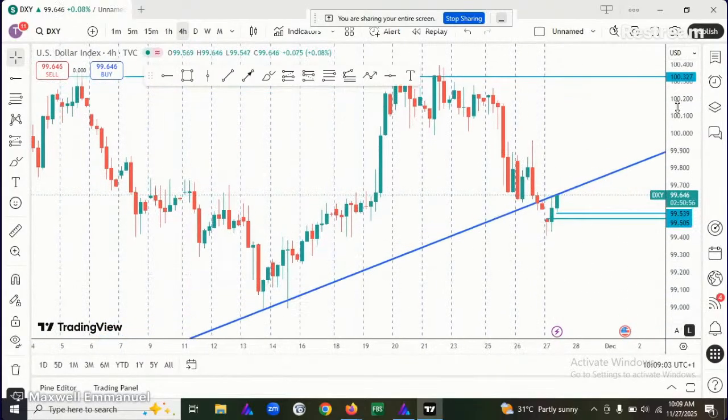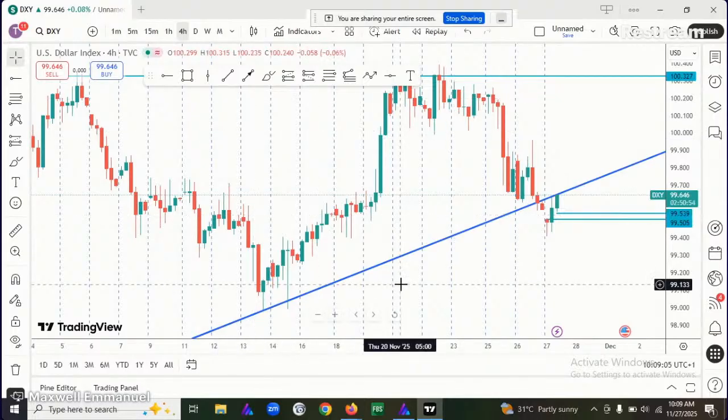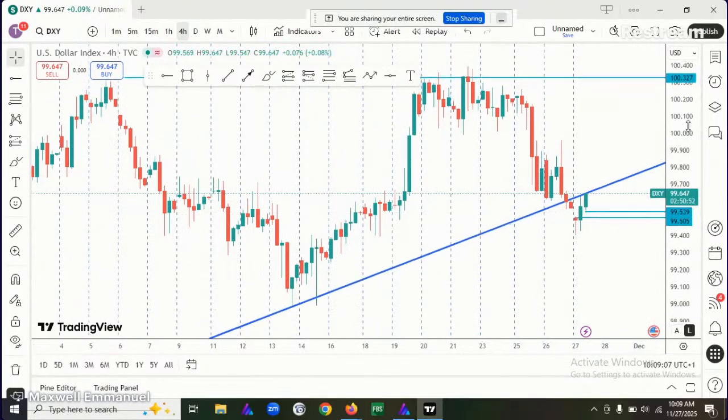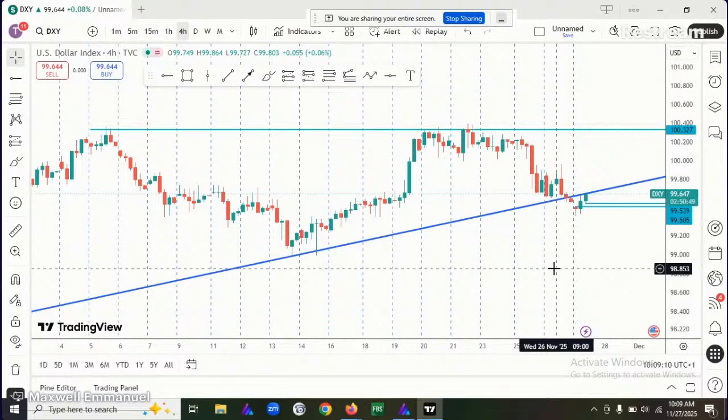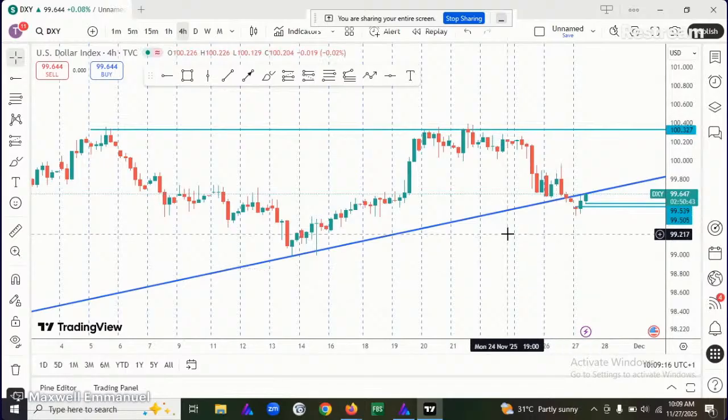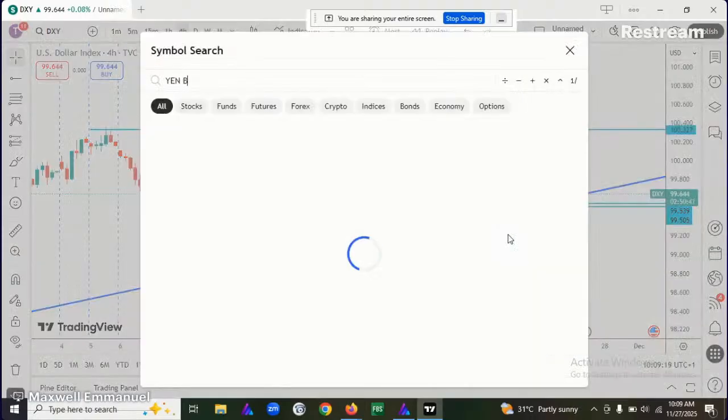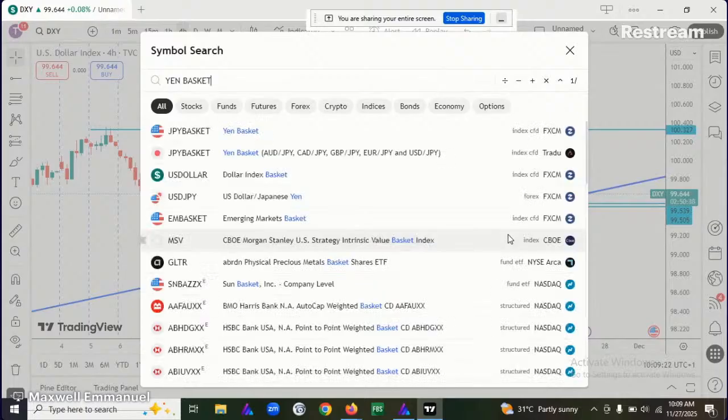So for today's market, my bias for the dollar is bullish. Okay, let's look at yen basket before we look at currency pairs.